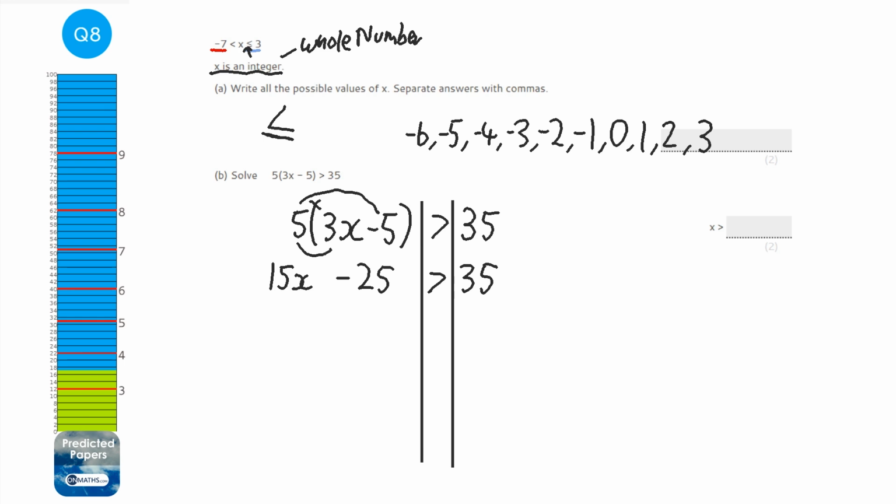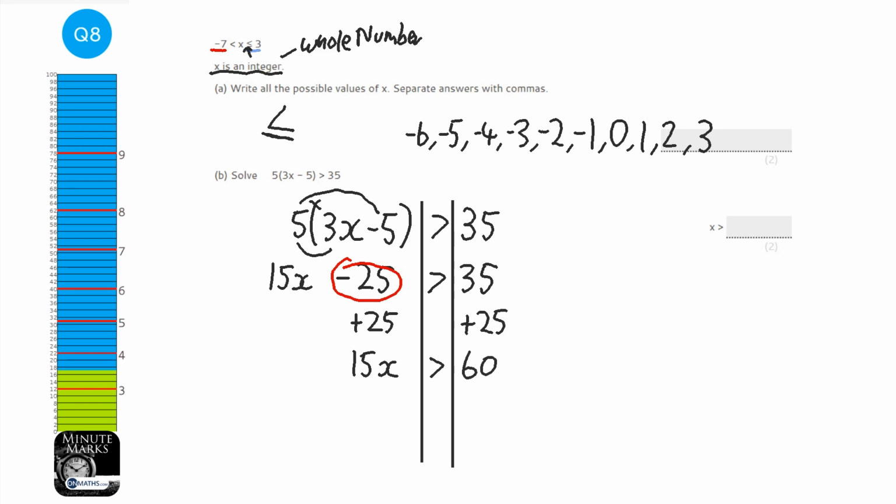Now you could have divided both sides by 5 and that would have been fine. Next step is to get rid of this minus 25. And you must start with that. You can't get rid of the 15 first. So we're going to add 25 to both sides to get rid of that minus 25. So we're left with 15x on this side. And 35 plus 25 will be, well, 5 plus 35 is 40. 40 plus 20 is 60.